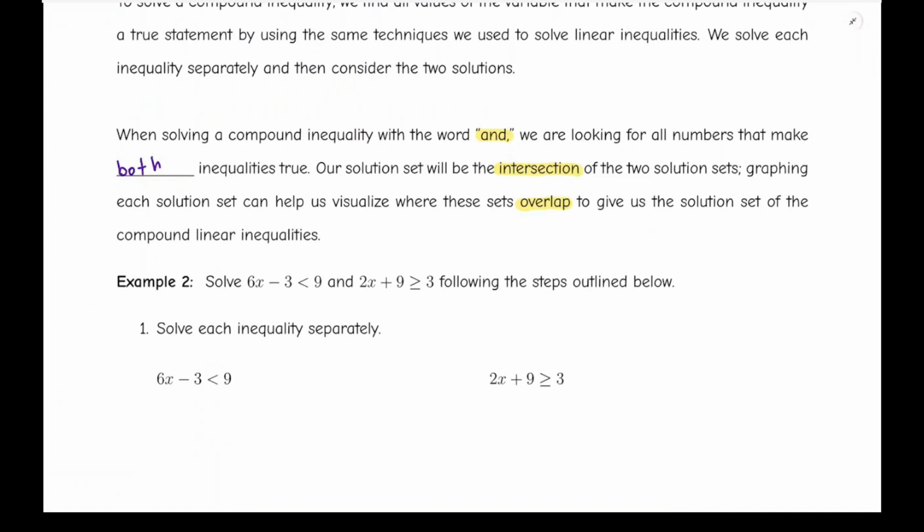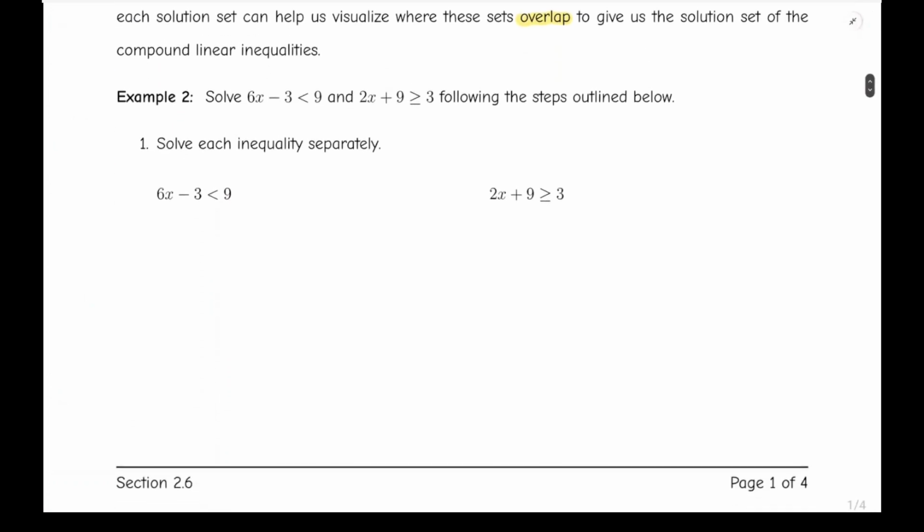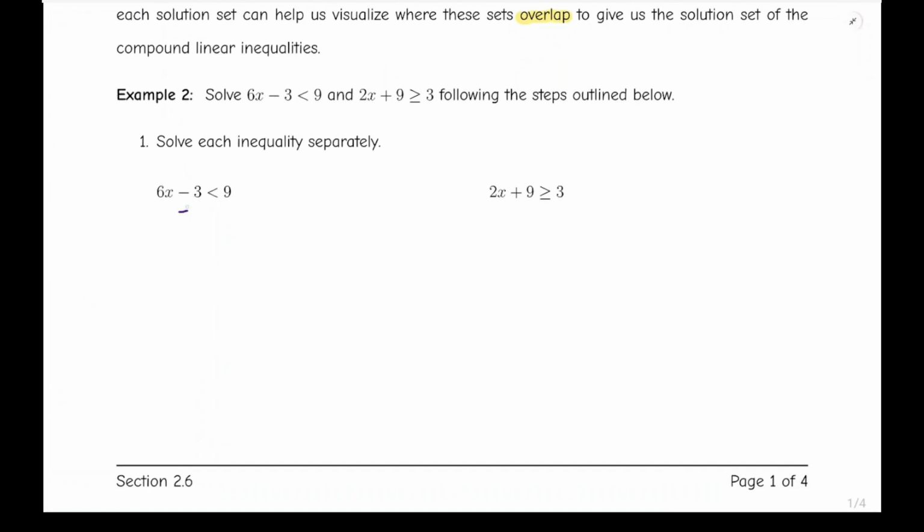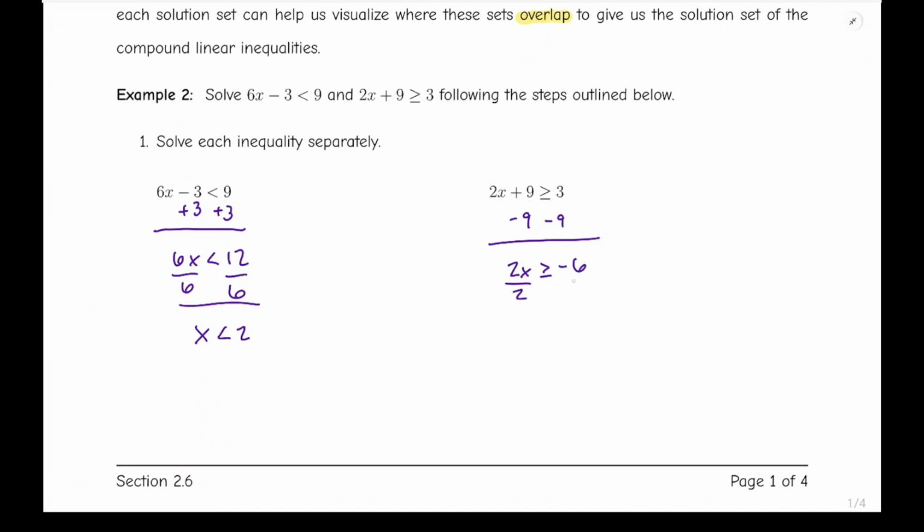compound linear inequalities. Solve 6x minus 3 less than 9 and 2x plus 9 greater than or equal to 3, following the steps outlined below. Step 1. Solve each inequality separately. So for the first one, we're going to add 3 to both sides, get 6x less than 12, and then divide by 6 and get x less than 2. For the second one, we're going to subtract 9 from both sides, get 2x greater than or equal to negative 6, and then divide by 2 and get x greater than or equal to negative 3.